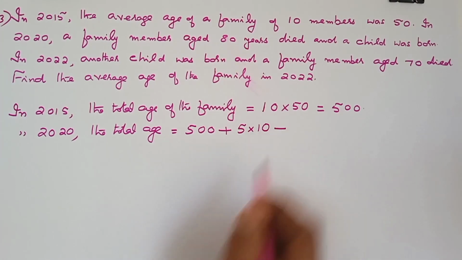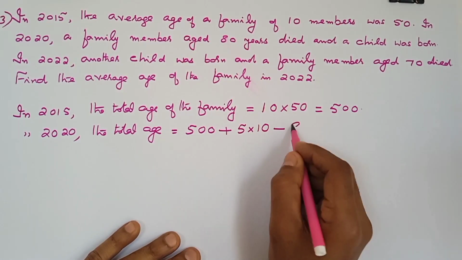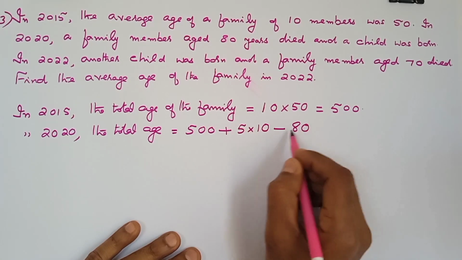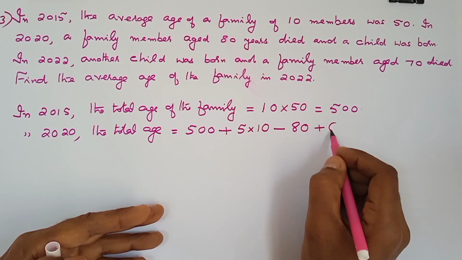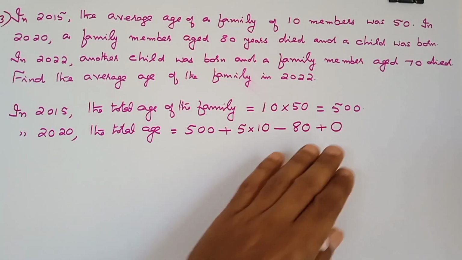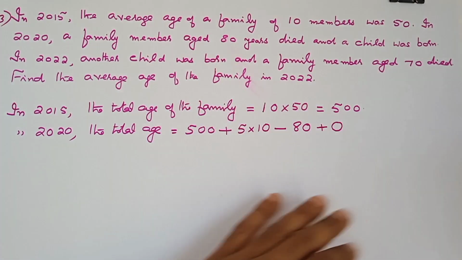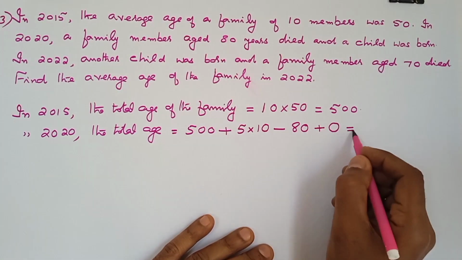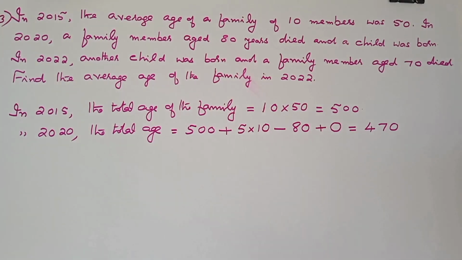Now there are some other changes also. A family member aged 8 years died. You remove the age of the member who died, then a new child was born whose age is 0. So this will be the total age of the family after one death and one birth. Simplifying this, you will get 470.